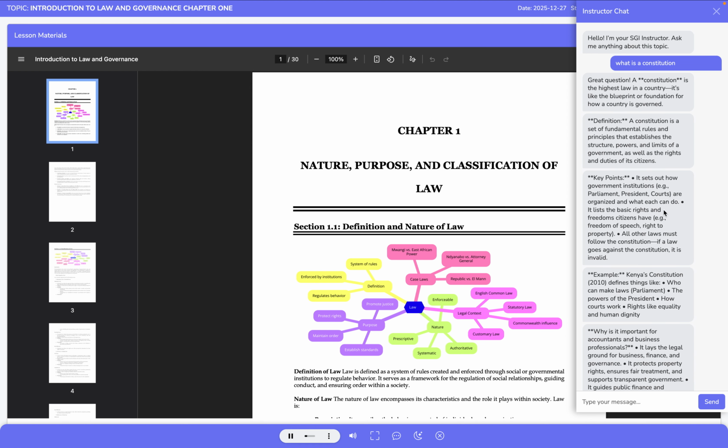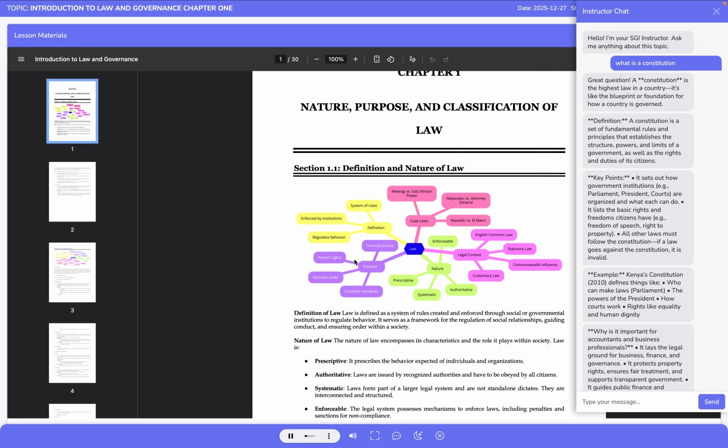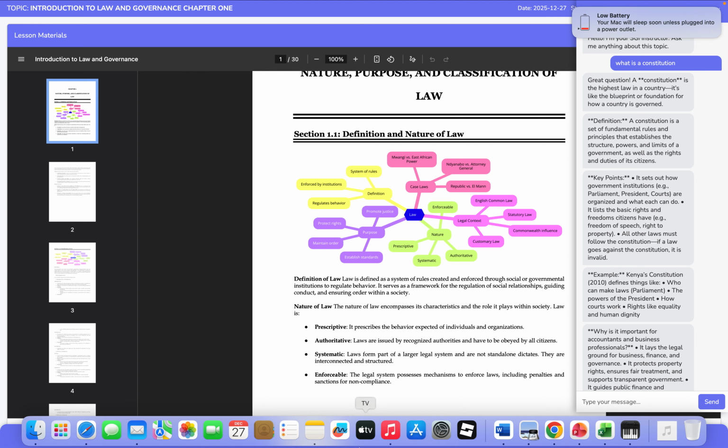Law may be defined as a system of rules created and enforced through social or governmental institutions to regulate human conduct within society. These rules are not random, they exist to guide behavior, resolve conflicts, and ensure order and predictability. Without law, social and economic interactions would be chaotic, making planning, investment, and accountability nearly impossible.